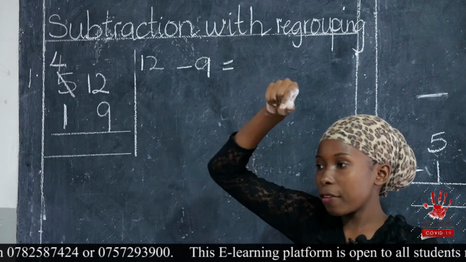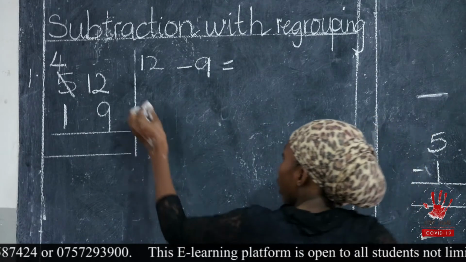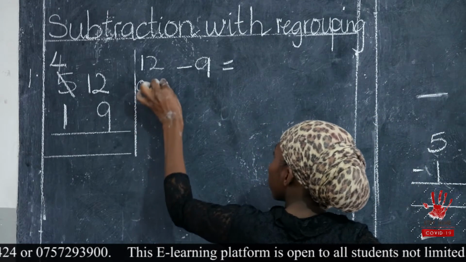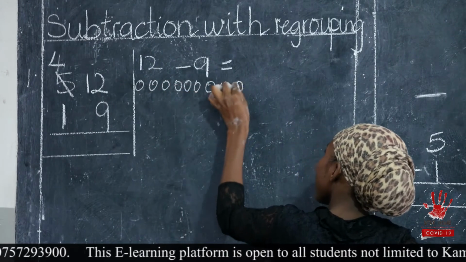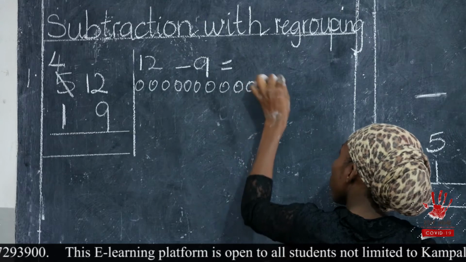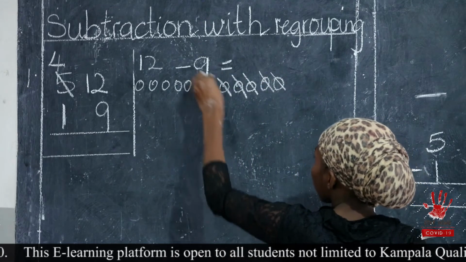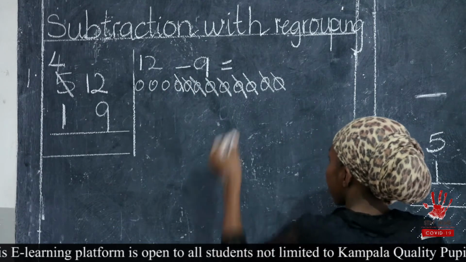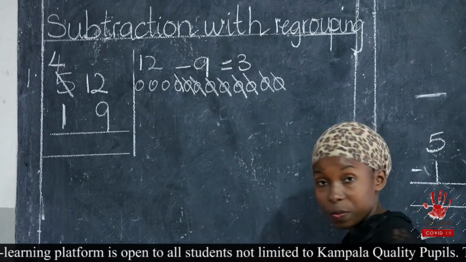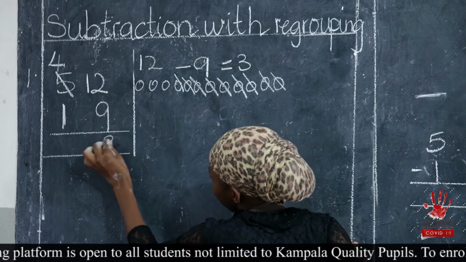All right, so we have our counters. Do you have your counters with you? Let me draw the counters now. 1, 2, 3, 4, 5, 6, 7, 8, 9, 10, 11, 12. And I'm taking away 9. 1, 2, 3, 4, 5, 6, 7, 8, 9. What do I remain with? 3. You see how we've been able to crack that? Yes. 12 take away 9 is 3.